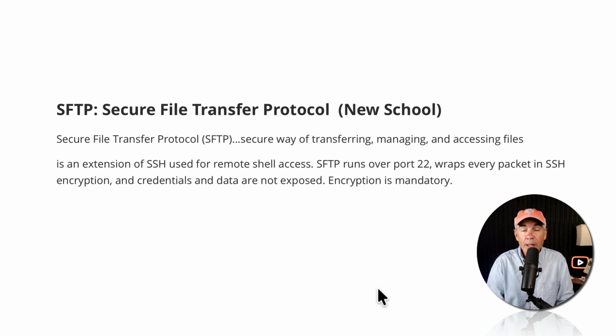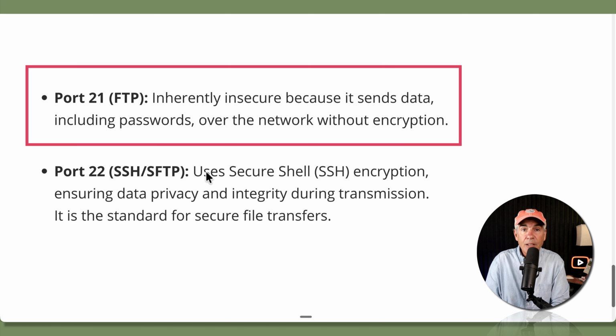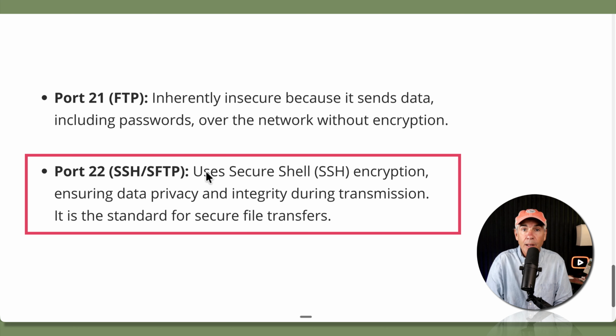Well, the new school method, the one that I'm going to show you today, how you can connect to your Hostinger VPS to view the folders and files on your VPS, is called SFTP. The S just stands for secure. So SFTP is Secure File Transfer Protocol. FTP, by default, is set up on port 21. It is inherently insecure because all of the data that you send over the network, including your passwords, is unencrypted.